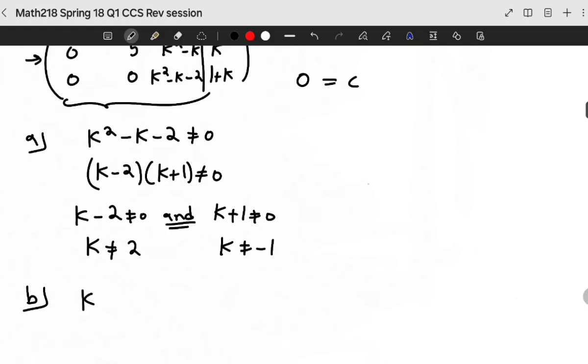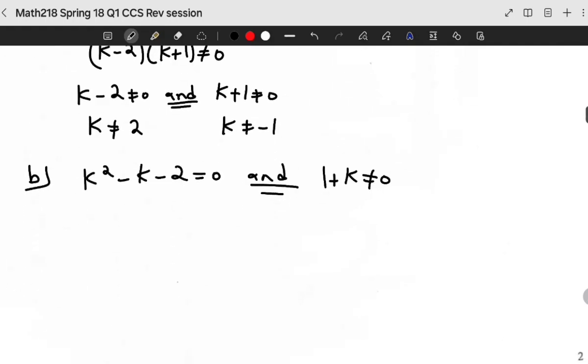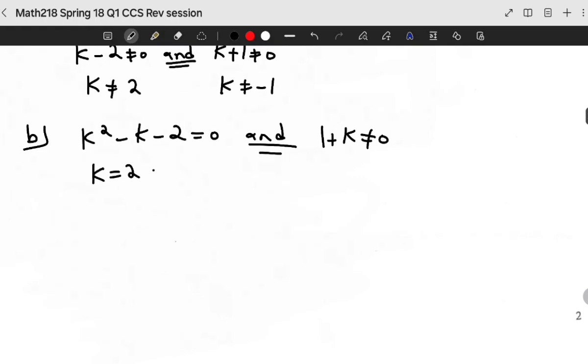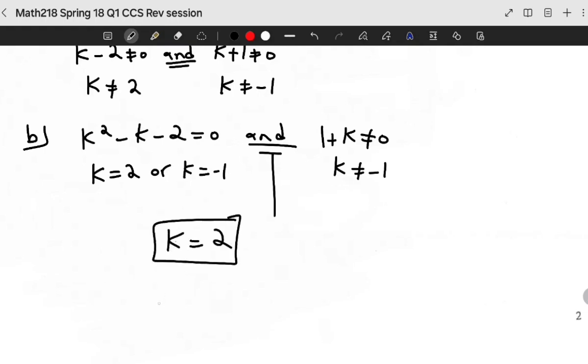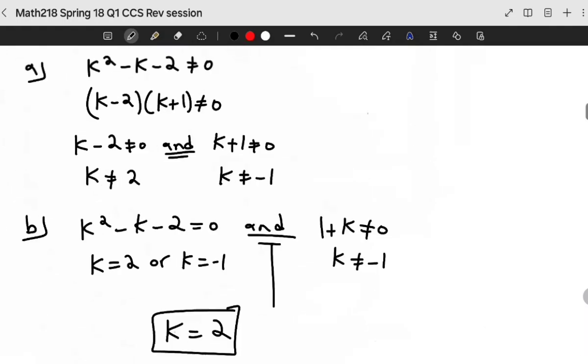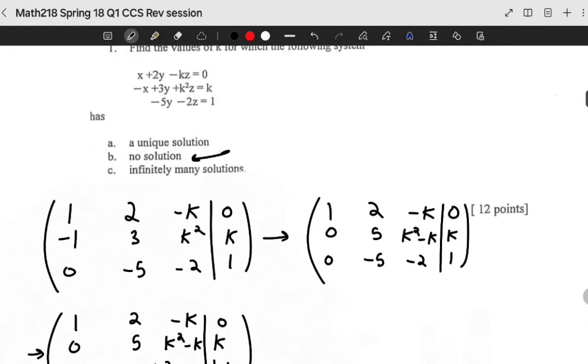So we want k squared minus k minus 2 to be equal to 0, so that the left-hand side evaluates to 0. And at the same time, we want 1 plus k to not be equal to 0. So we want k equal to 2 or k equal to minus 1. And at the same time, I want k to not be equal to minus 1. So I have to satisfy one of these, but at the same time it can't be minus 1, so I know that the only solution is k equal to 2. So if k is equal to 2, then the system would have no solution.